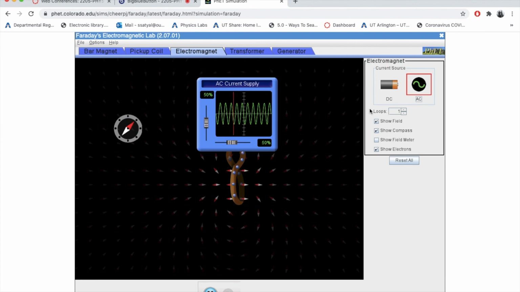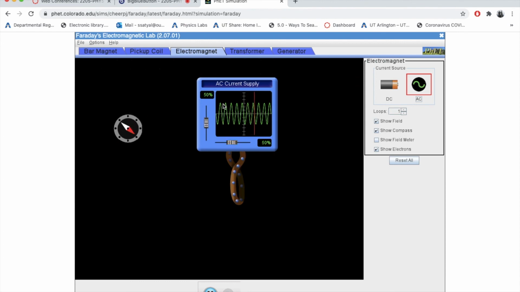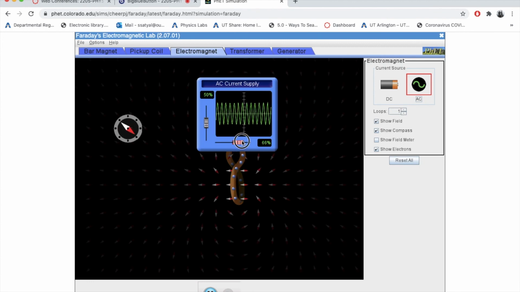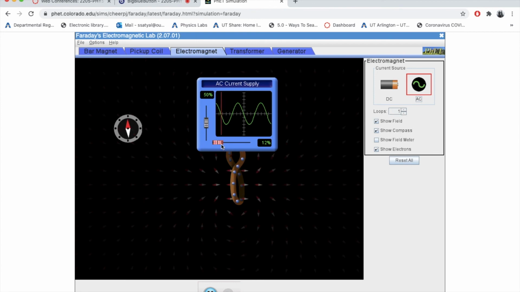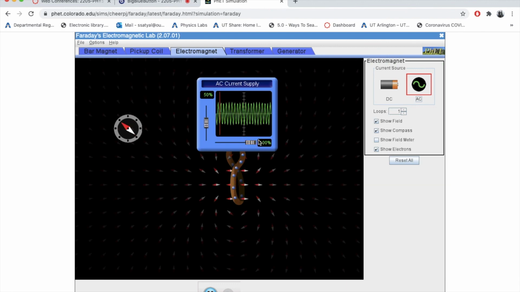And so instead of DC, I'm passing the AC source. So these are oscillating currents shown by our oscillator here. It's going back and forth, and I can change the frequency of it. Frequency is how many oscillations per second. I can have a very high frequency, that's the highest I can go.